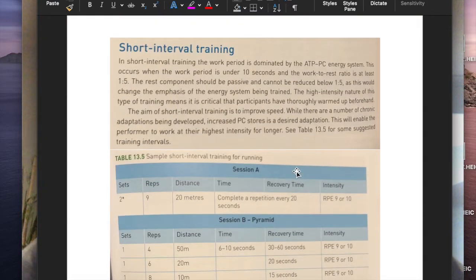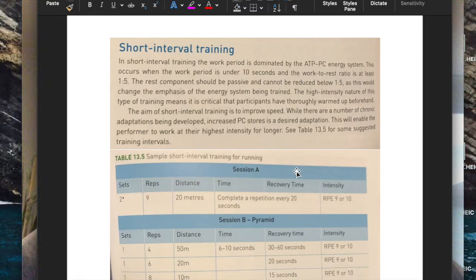The third of the interval training sessions is the short interval. Now, as I said before, long interval is a long amount of time of work compared to rest. Intermediate interval, we're getting the working time shorter. And then in this short interval, the work time is much, much less. So the work time here is under 10 seconds. The work to rest ratio is 1 to 5.